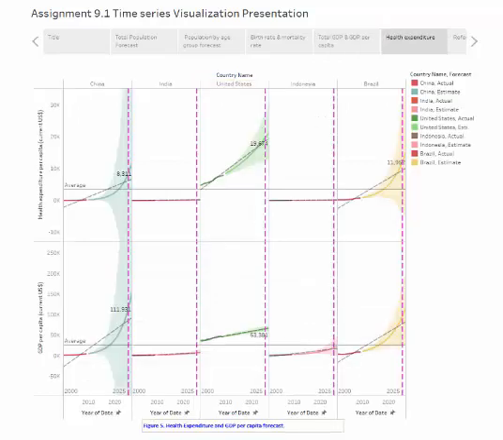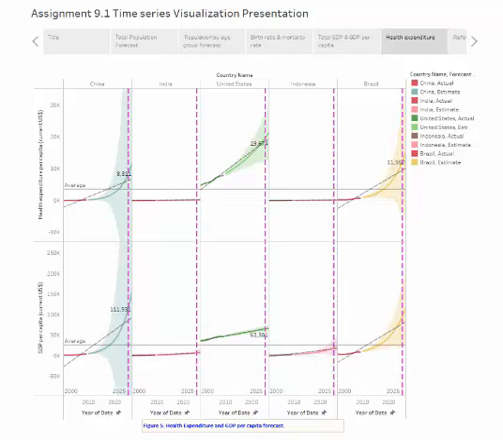Figure 5, health expenditure and GDP per capita forecast. This graph will help us to understand which country spends the most and the least on healthcare per person. Per capita, the US spends far more than any other country with similar life expectancy. As we can see in figure 5, the United States is above average in both health expenditure as well as GDP per capita.